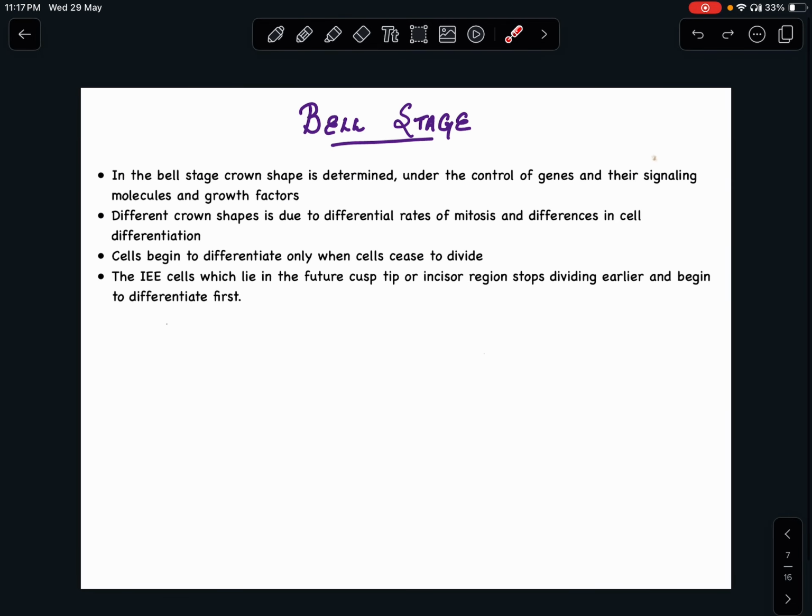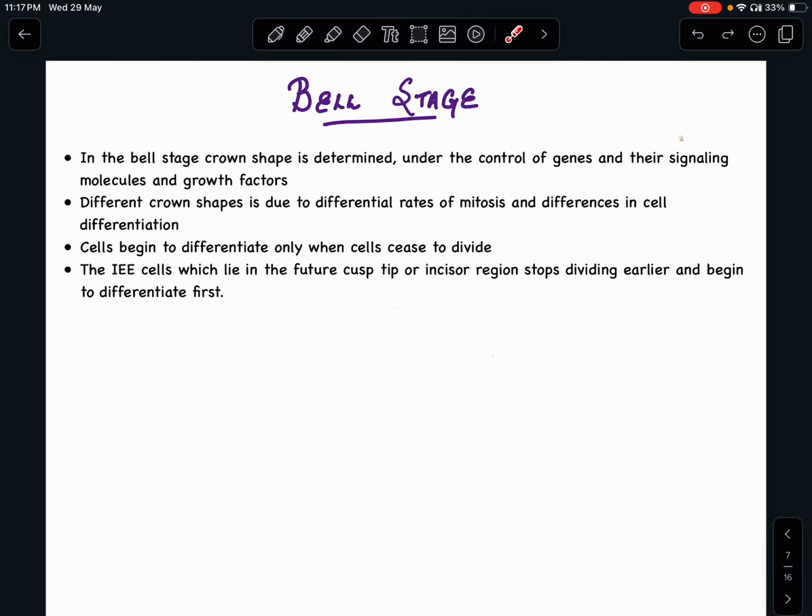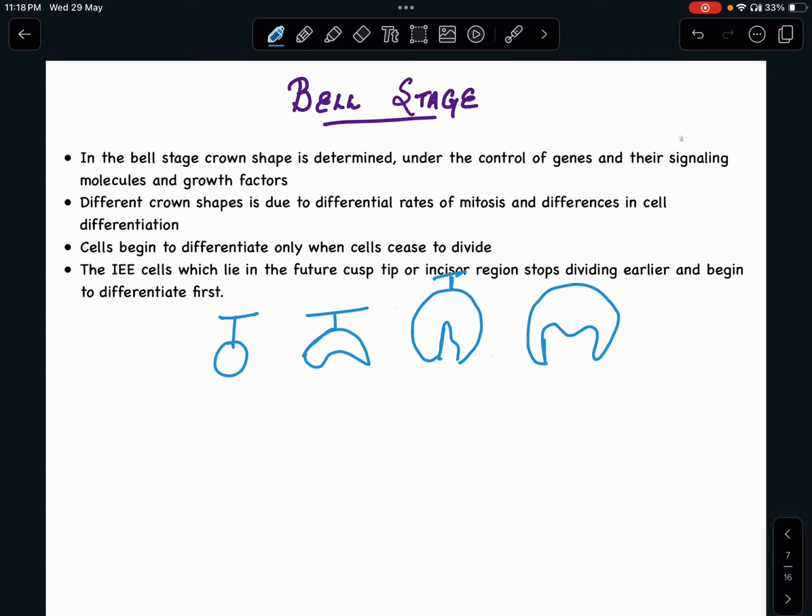Now, the bell stage. What happens in the bell stage? This is obviously the most significant stage, and here I'll be talking about the early bell stage. In the bell stage, the crown shape is determined. Until now, all the teeth had a bud stage, then a cap stage, and they all looked similar. But now, if I want an incisor, the bell stage will look kind of like this. If I have a molar, then it will look kind of like this. So in this stage, the shape of the tooth is determined.